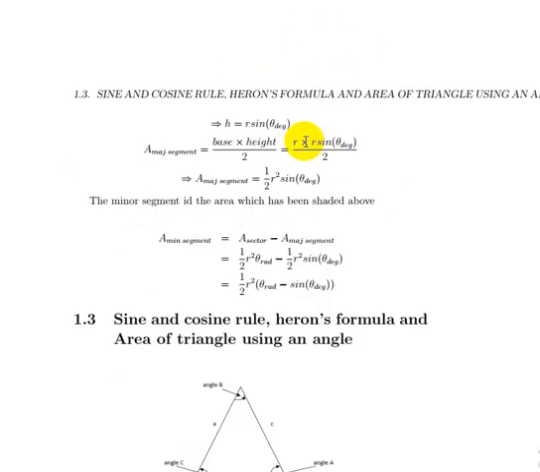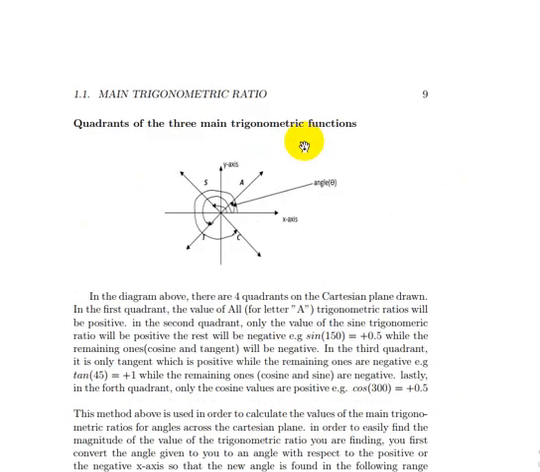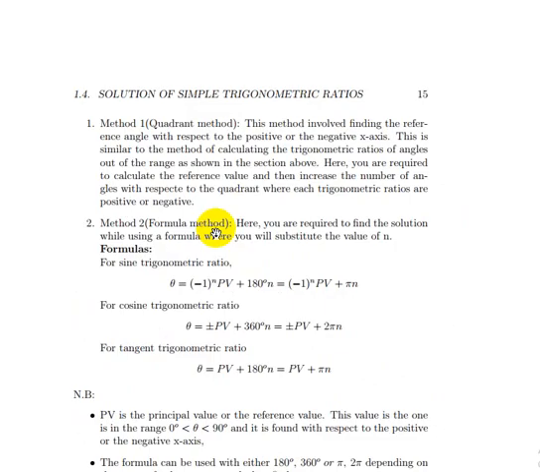See that? So let's come back to the quadrants. We have CAST. This is a mnemonic that is used. In the fourth quadrant, the cosine is positive. In the first quadrant, they all are positive. In the second quadrant, the sine is positive, and in the third quadrant, only tangent is positive. So the quadrant method is going to be based on that.